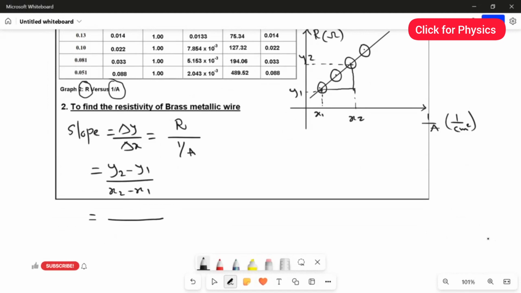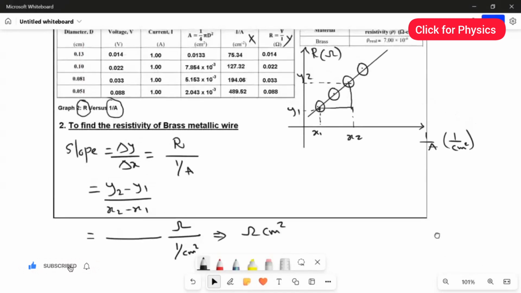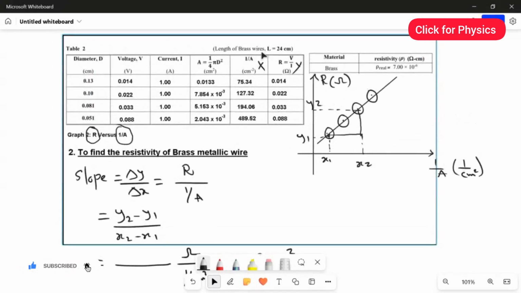Now we have to write the unit for the slope. The unit for resistance is ohm, and the unit for 1 over area is 1 over centimeter square. If you rearrange these units, the unit for the slope is ohm multiplied by centimeter square. Once we find this, we have to find the resistivity of the brass wire. Clear? After that, we have to compare our final answer with the real value.